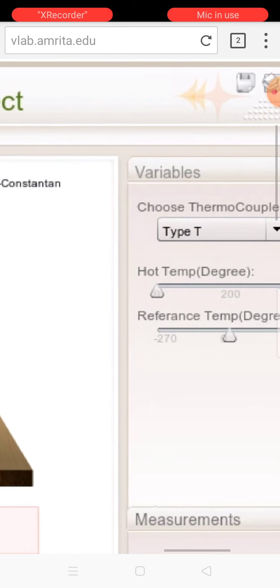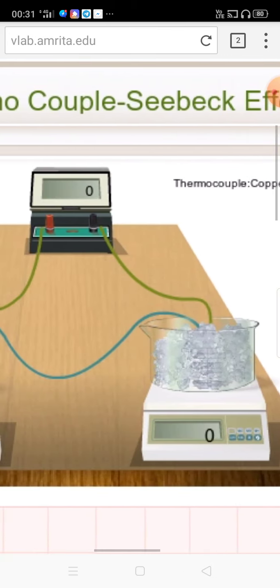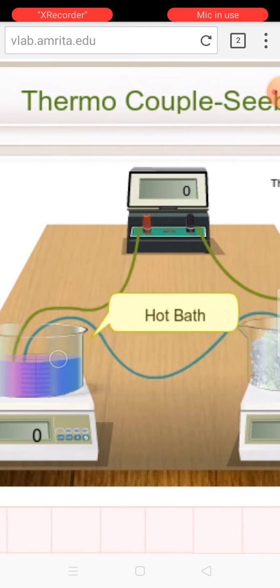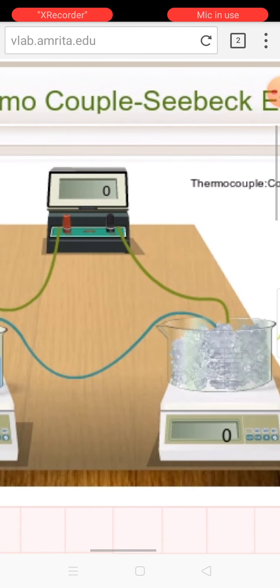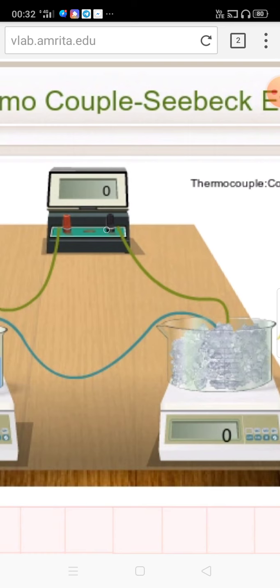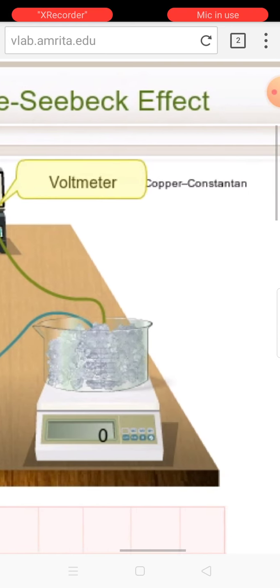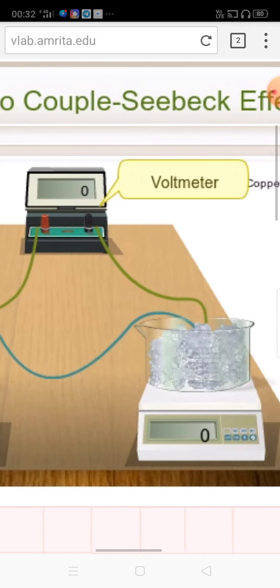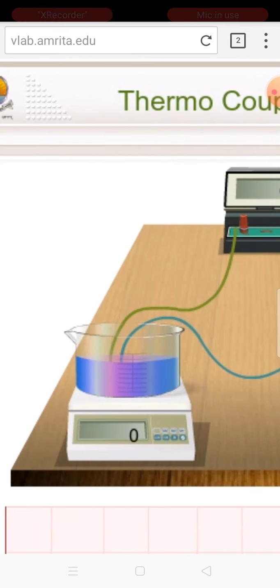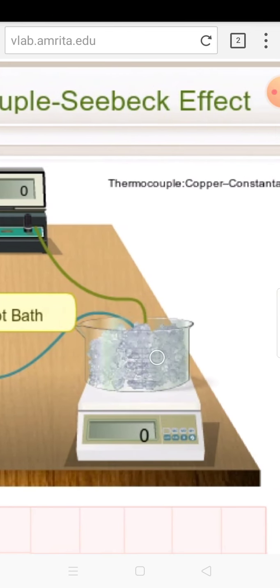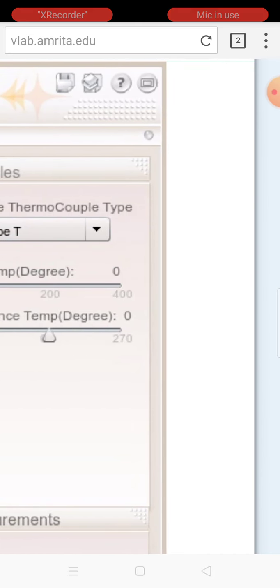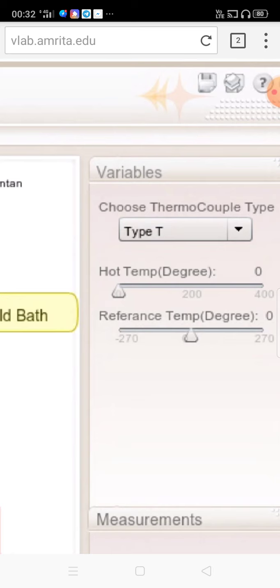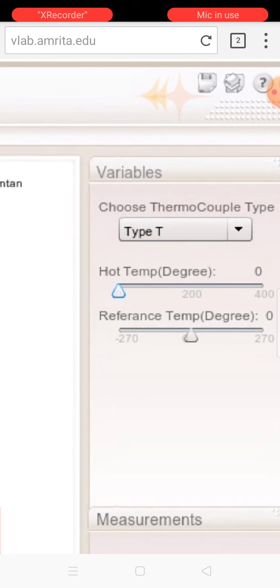Now I have taken type T, it is copper constantan, and now look over here. I am clicking, showing the hot bath, I am again clicking, showing the cold bath, I am clicking this, showing the voltmeter, right? So I have a voltmeter, a hot bath and a cold bath. The temperature of the cold bath is always maintained the same.